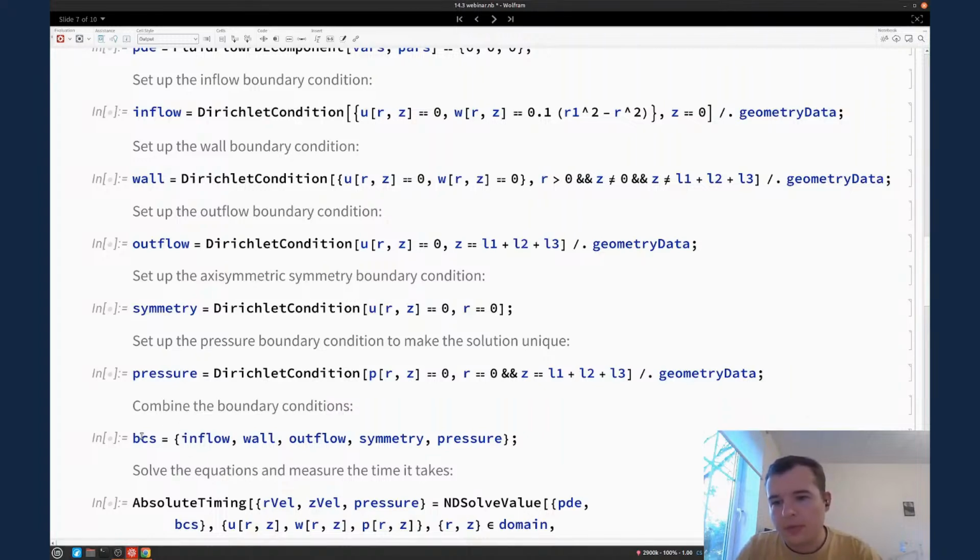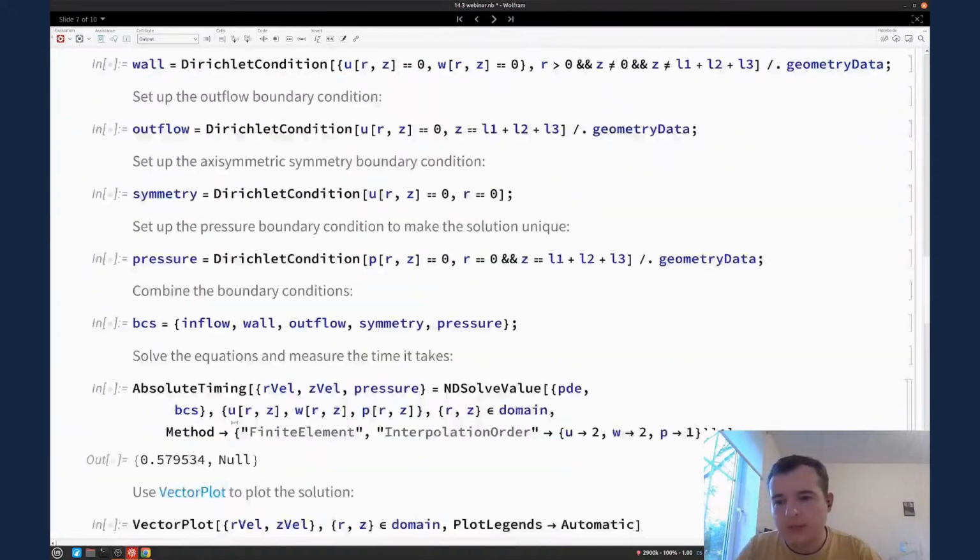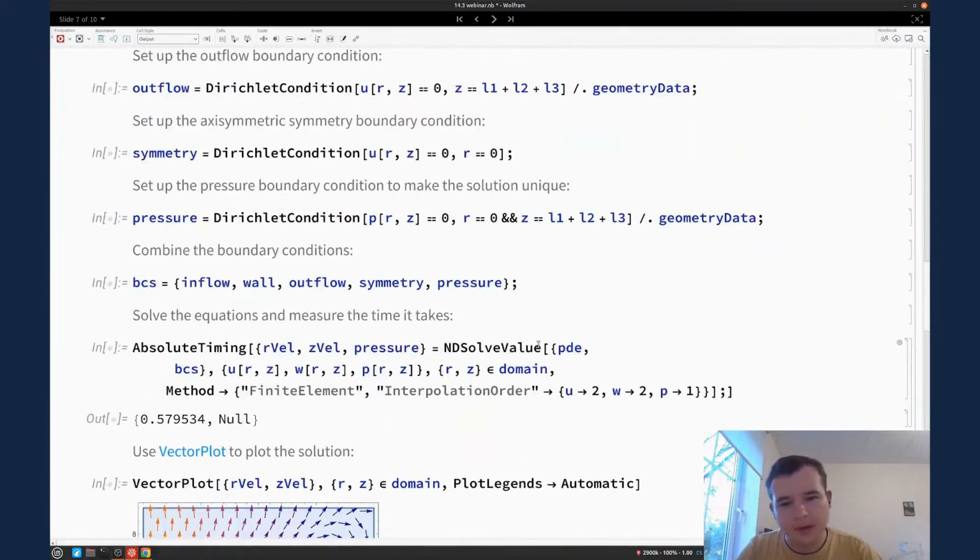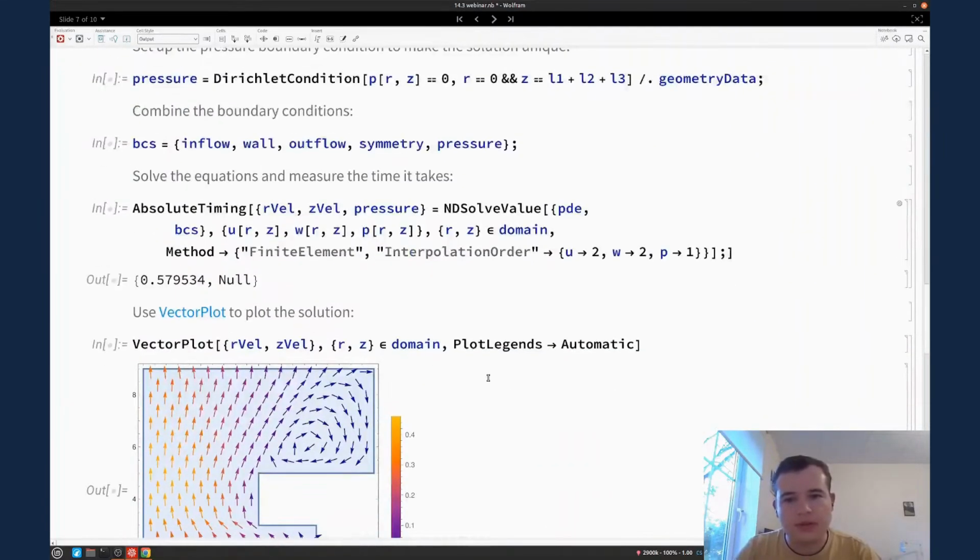Next, we combine the boundary conditions into one variable and solve the equations with NDSolveValue. Here, I would like to point out this interpolation order. So we set the interpolation order for u and v to 2. This means that the velocity components will be piecewise quadratic, and the pressure will be only piecewise linear. This is what's known in fluid dynamics as a Taylor-Hood finite element, and it's probably the most common, most popular finite element that's used in fluid dynamics.